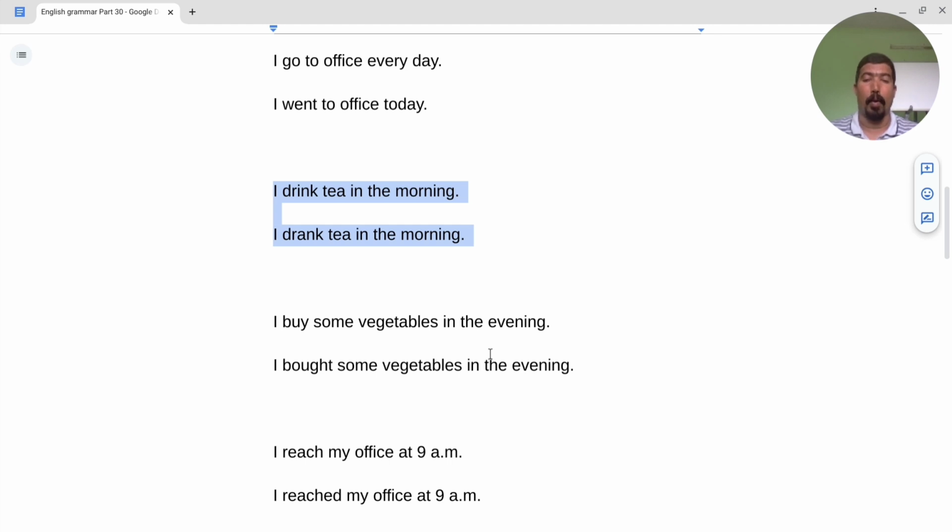You can check the next example. I drink tea in the morning. That means it's a habit of drinking tea in the morning. I is the subject, drink is the first form of verb, tea is the object part. That means you have a habit of drinking tea in the morning. It is repetitive in action.